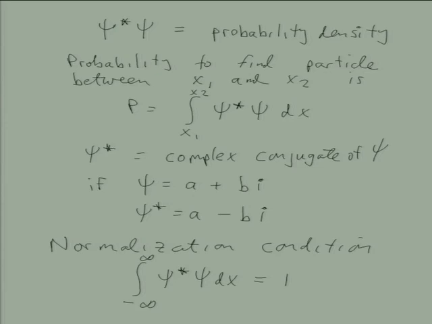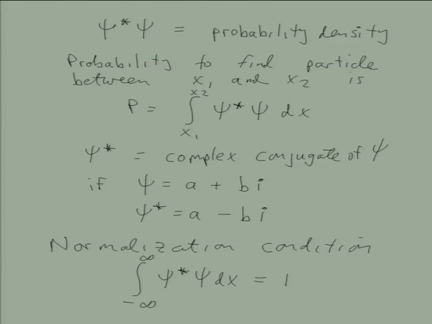So, for example, the probability of finding a particle in two places, x1 and x2, is given by taking the wave function, multiplying it by its complex conjugate, and integrating that over our one spatial variable between the limits. Okay, so what is the probability of the particle being between x1 and x2? It's psi star psi dx integrated from x1 to x2.